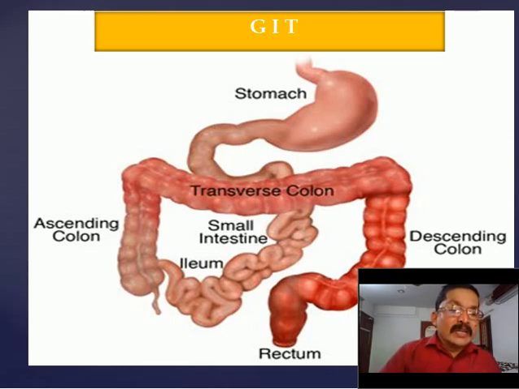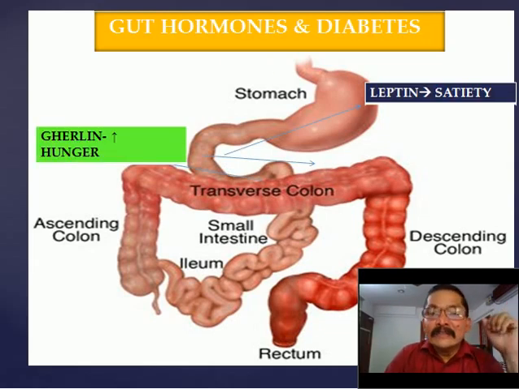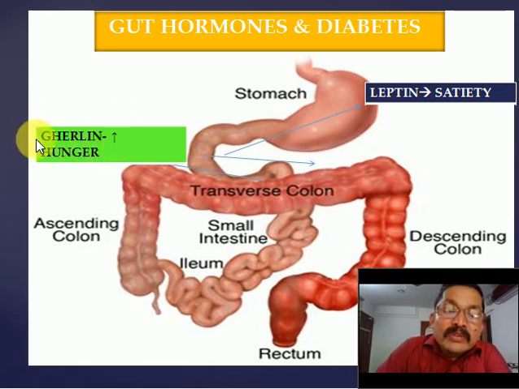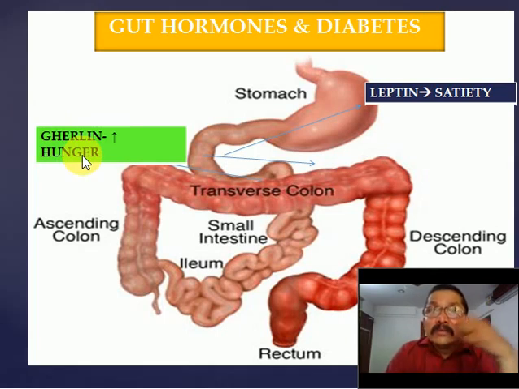Let us see which are the main hormones that help the pancreas to synthesize insulin and other hormones. Before that, let us have a look at the gastric function. As you know, one of the main important hormones is the hormone of our sense of hunger, which is controlled by a hormone known as ghrelin. So, the role of ghrelin leads to a sense of hunger.